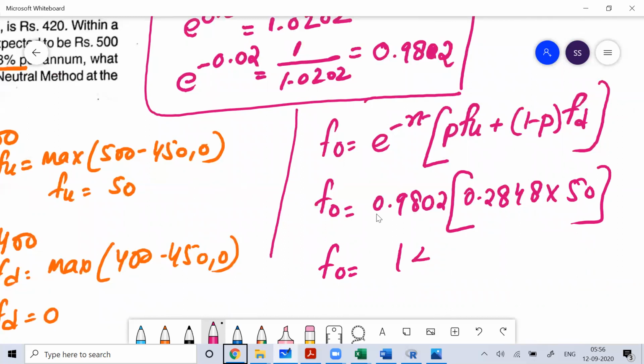So approximately you will get this answer as 14 rupees as the initial premium. I'm getting 13.93 or so. So approximately you can say the initial premium is 14 rupees.